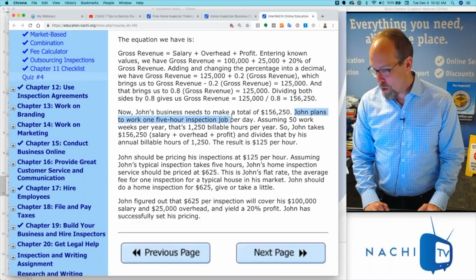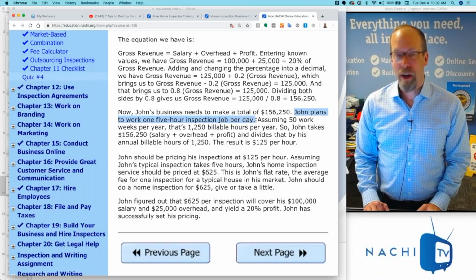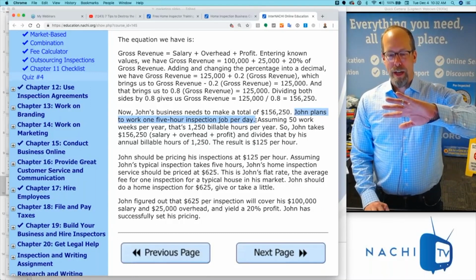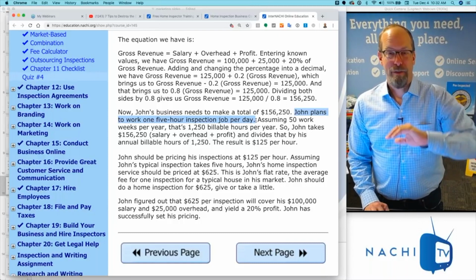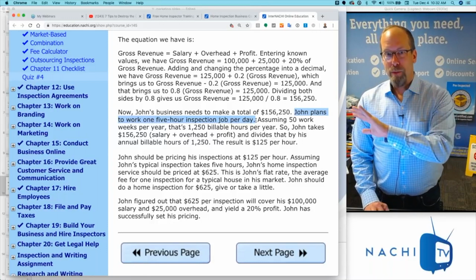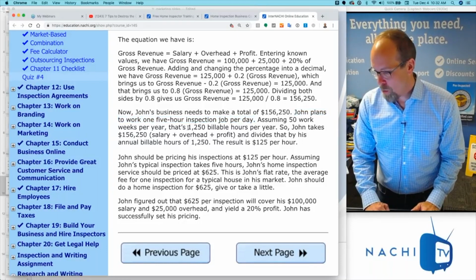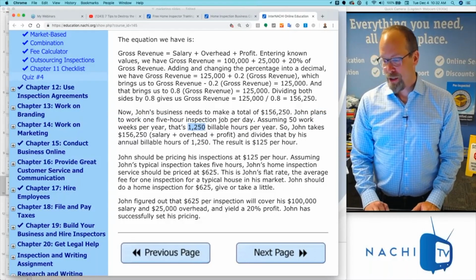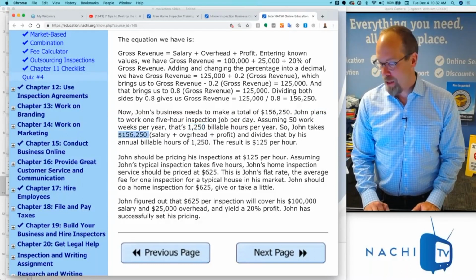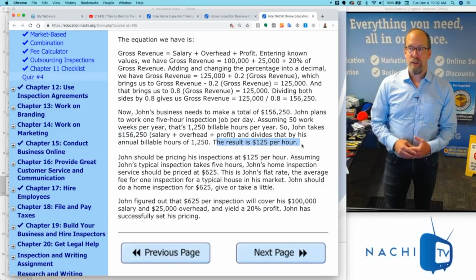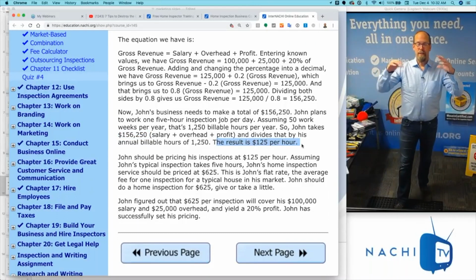Now, what does that mean? Well, John plans to work one 5-hour inspection job a day. If you're only working 5 hours a day, that's pretty good. 5 hours in one day, 5 days a week, 50 weeks a year. That's 1,250 hours in a year. So John takes his total gross revenue and divides by those hours, and the result is $125 an hour.